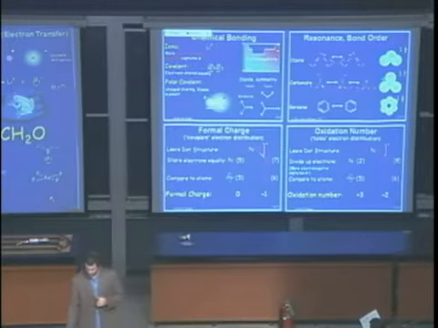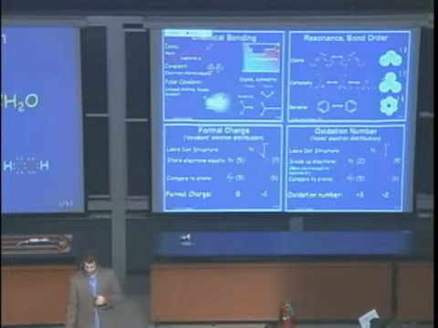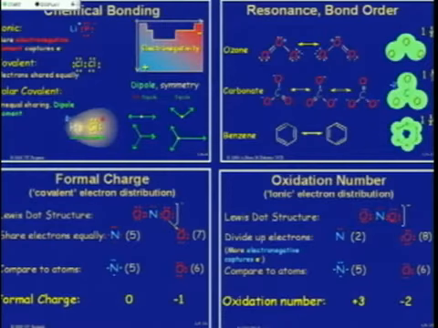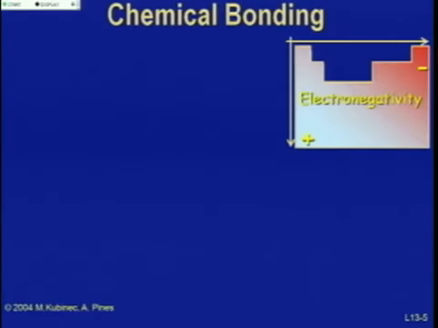Okay, so now we're going to move on to a new slide here. So now we're going to move into a little more description of bond order, resonance, formal charge, some more descriptors of working with this Lewis theory. So, again, to beat chemical bonding into the ground.